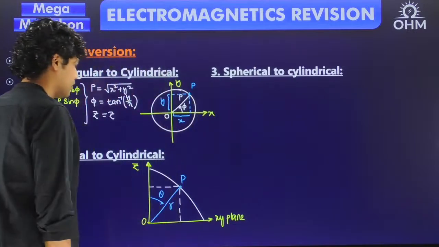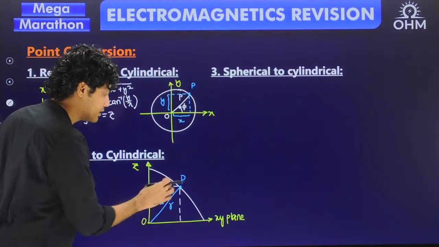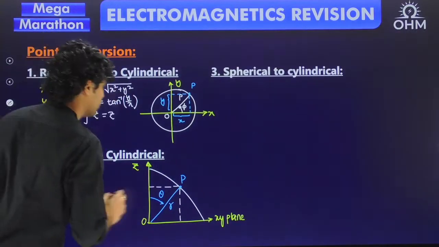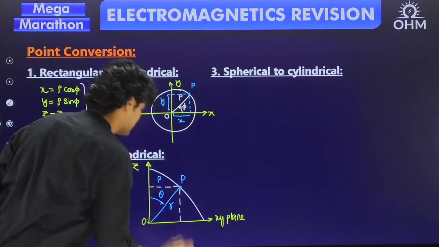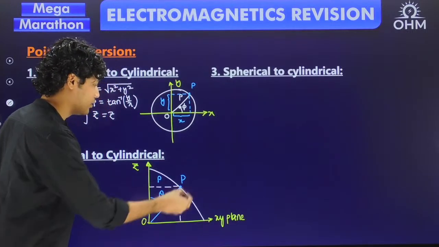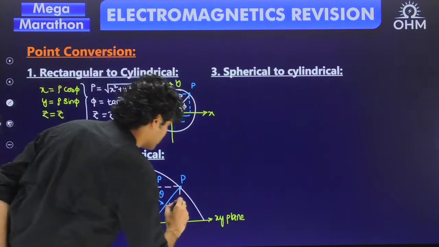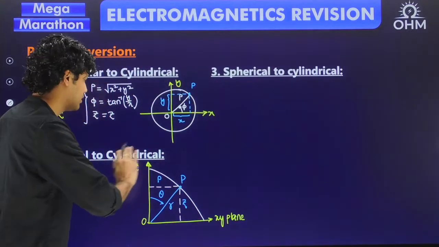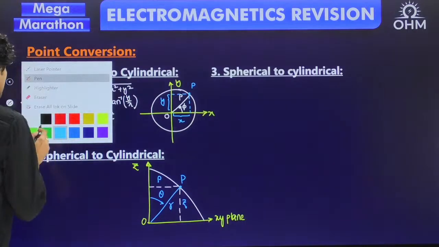If you take projections, if you remember, the distance of a point from the z axis corresponds to rho. And furthermore, the distance of a point P from the xy plane corresponds to z. Do remember this diagram. Then again the second set of point conversion is complete.